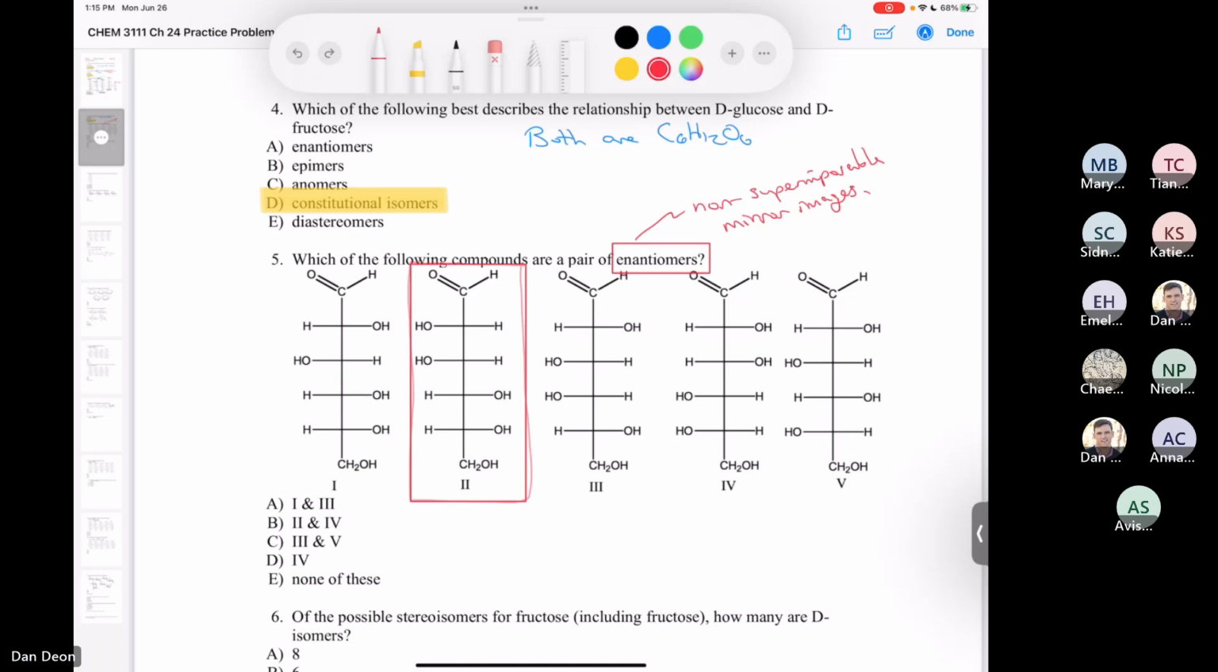aldohexose and this aldohexose here. If you look at the first stereocenter, you can see the hydroxyl is on the opposite side. If you look at this one, you can see it's on the opposite side. This one, it's on the opposite side, and this one, it's on the opposite side. So the answer is 2 and 4 are the 2 compounds that are enantiomers of each other.